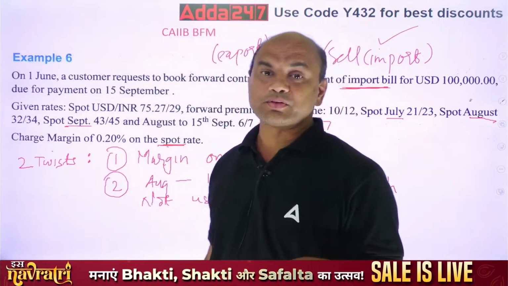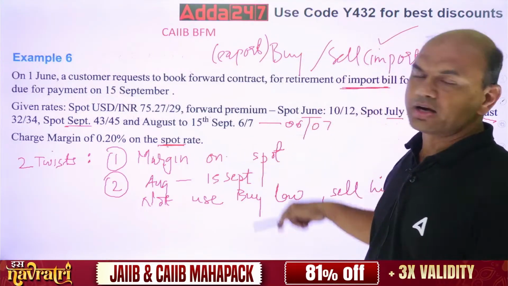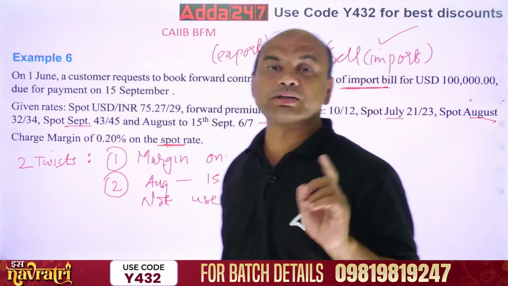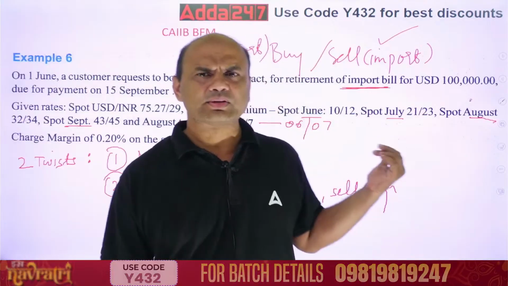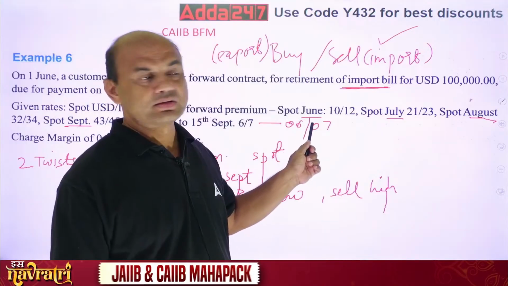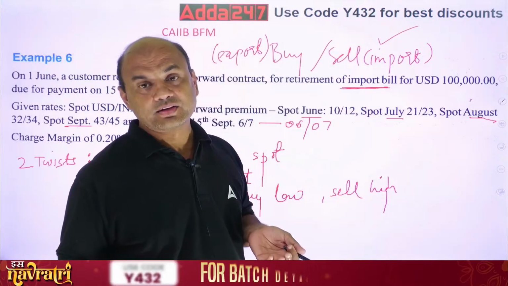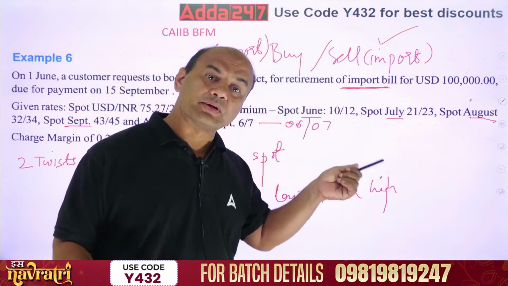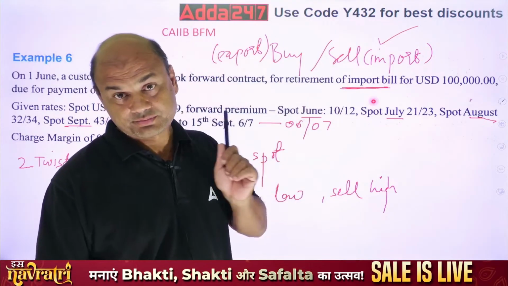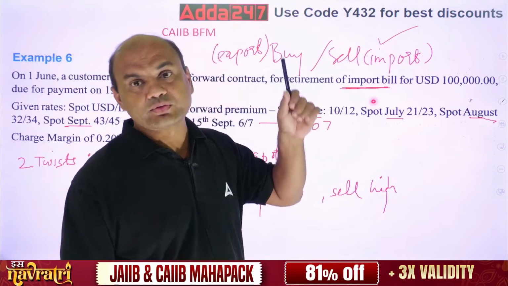Suppose I want the rate for 1st of July. Which rate will I take? See this, June end is given, July end is given. But where is 1st of July? 1st of July will be in the earlier month. So, June end will be equal to the 1st of July rate. Pay attention everyone, very important part. June end will be equal to the 1st of July rate.